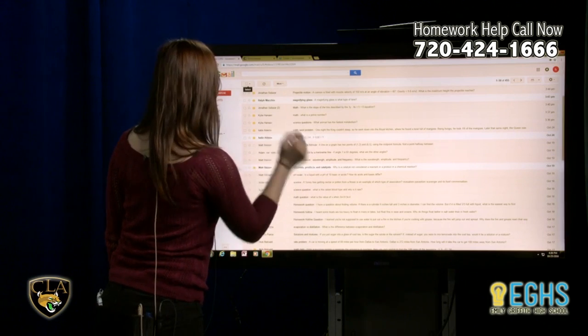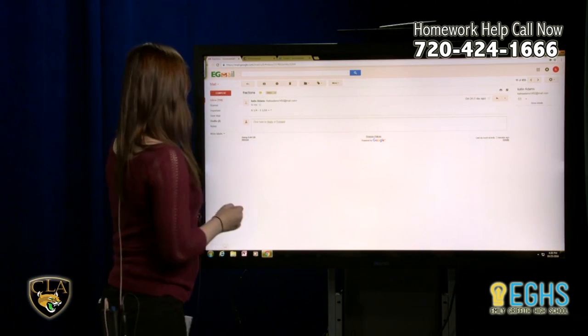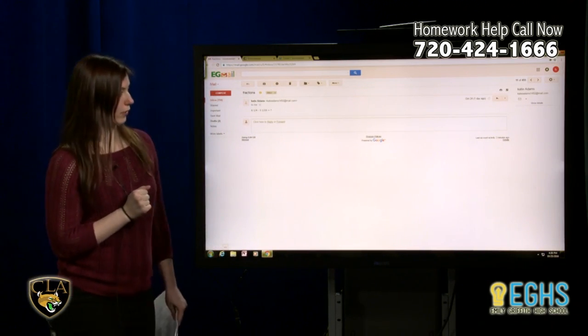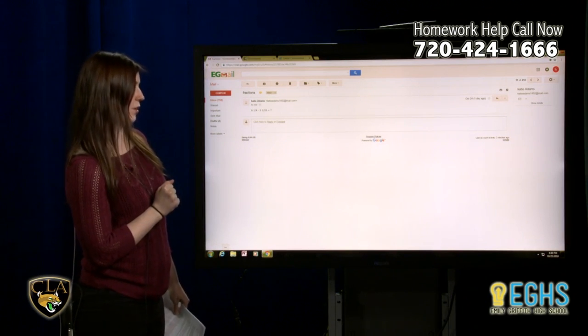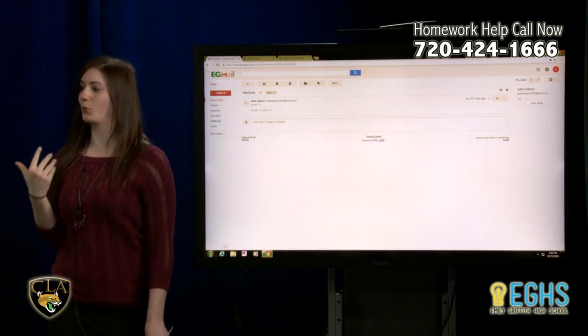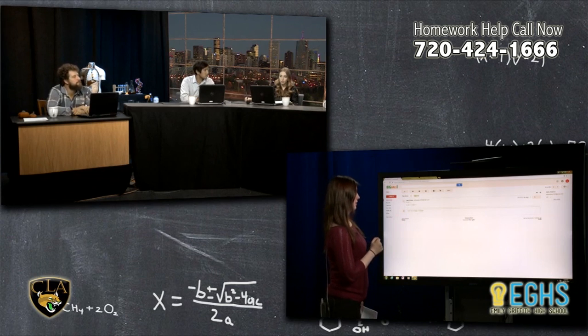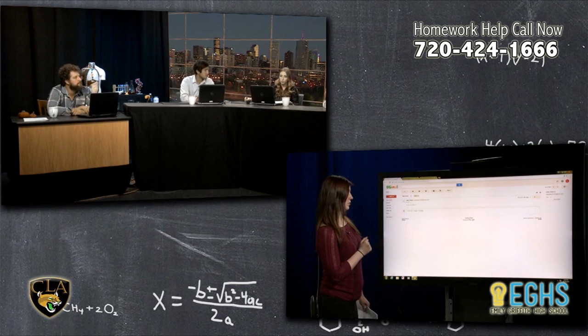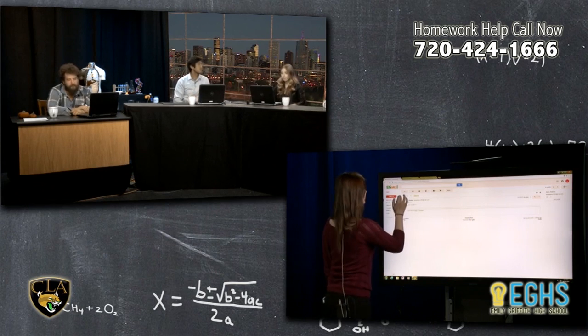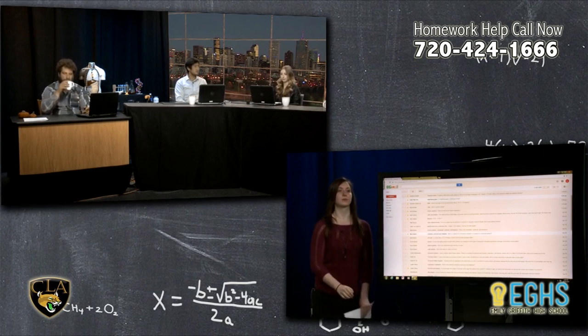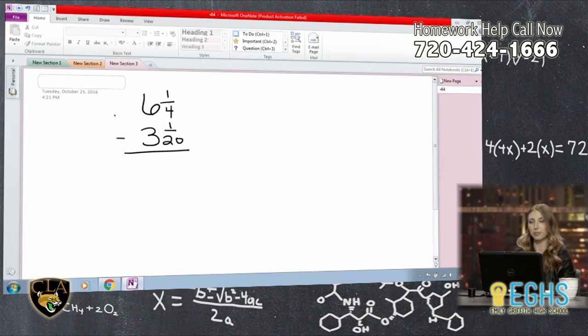Let's see. This is a fun fraction one. Looks like 6 1/4 minus 3 1/20 equals what? I can take this question. Fractions are, I don't want to say my favorite, but I like fractions.